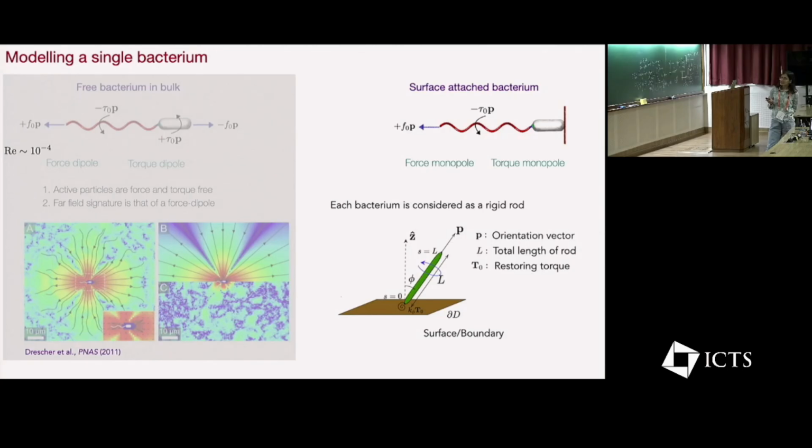To model this, we can think of the flagella or backbone as a rigid rod attached to the surface with orientation vector p, and when there is no perturbation of flow, this prefers to stay normal to the surface. Any small perturbation will try to disalign it, but there is a torsional spring which will try to bring it back. So this is how we are going to model it. And now let's look at the full model.